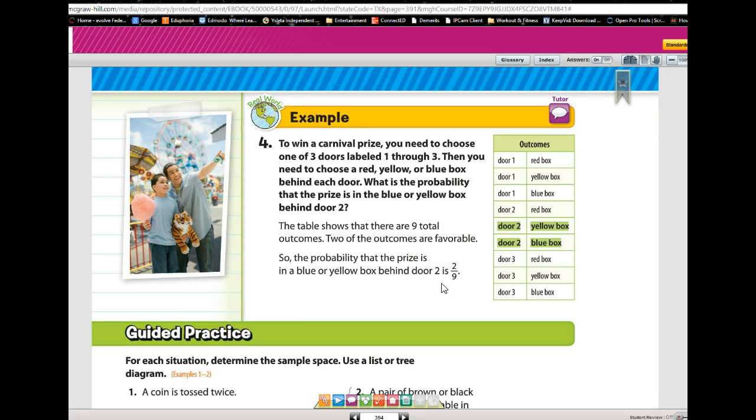If you want to get a better idea what kind of possibility that is, go ahead and divide that into a decimal, and then into a percent, and that might help you better visualize it.